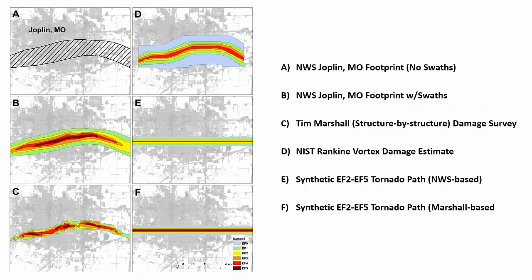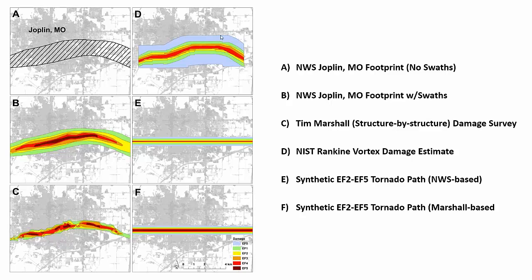So to show you what this might look like in the Joplin case, in panel A here, what we see is the National Weather Service Joplin damage footprint. You can see the Joplin city in the grayed out area behind that, but you see the damage footprint here, and then you go to B, which is the footprint with the swaths. You go down to C, and this is where Tim Marshall's structure by structure survey came in and was contoured, and it provides even greater detail based on that damage survey. So you can see it's getting increasingly messier and more variable, as we expect, depending on the wind field.